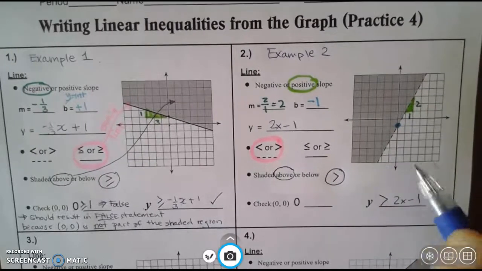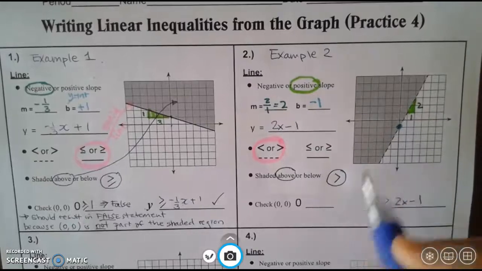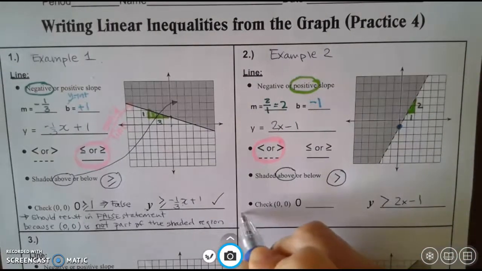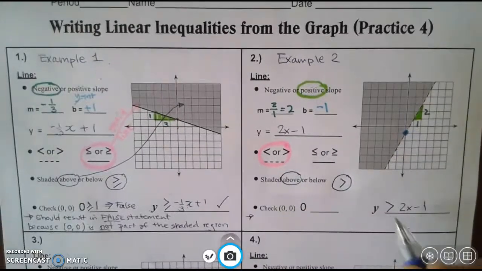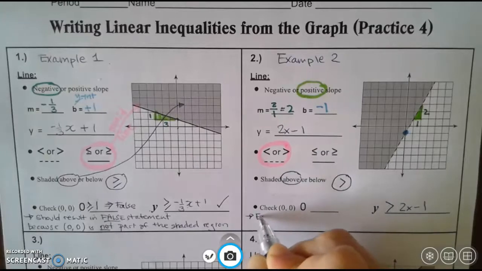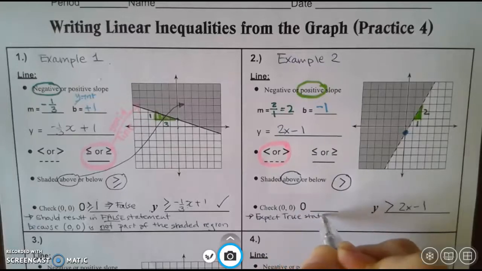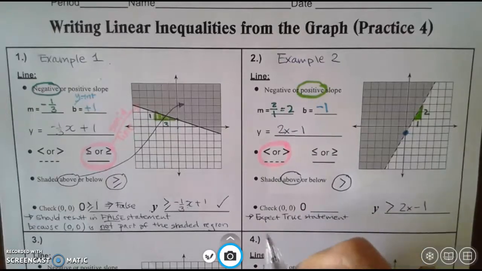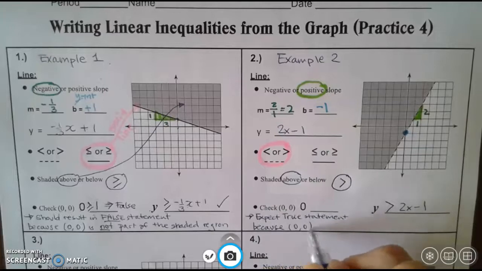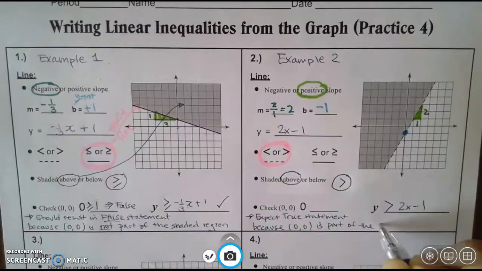Okay, so then we have to think about the origin. We're going to check, is the origin part of the shaded region? Yes, it is. So when we substitute 0, 0 into the inequality, we would expect to get a true statement, because 0, 0 is part of the shaded region.